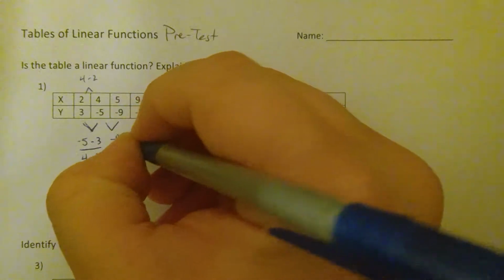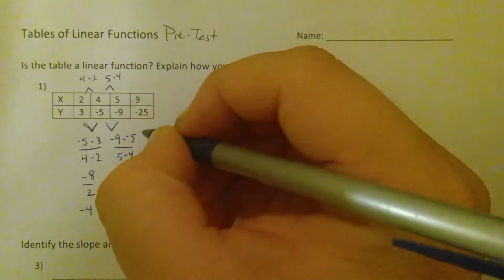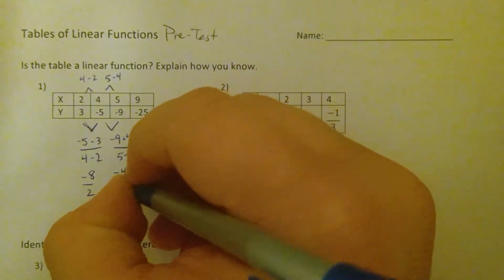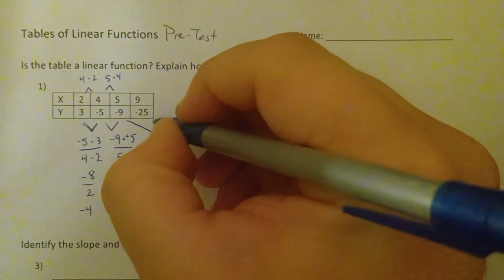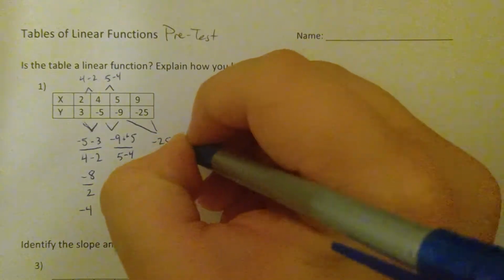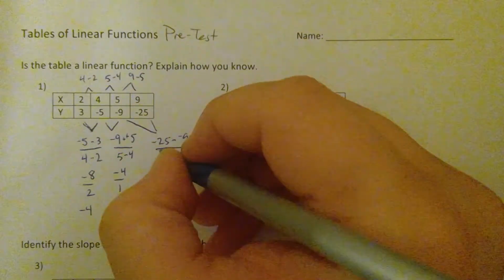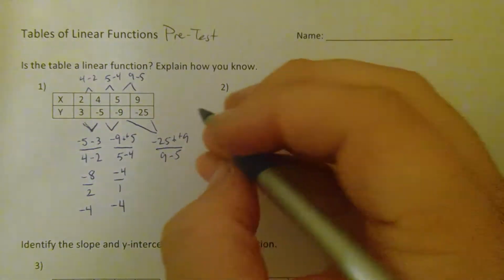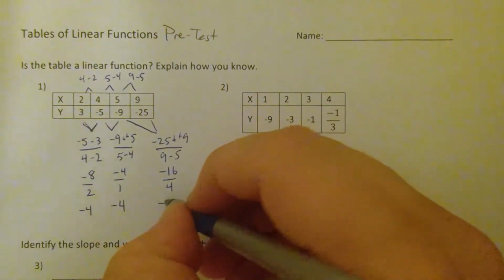So we have negative 9 minus negative 5, and then up top we have 5 minus 4. Let's see. So we got negative 9 plus 5 is negative 4 over 1. So we get negative 4. And then we're going to stretch over here and hit negative 25 minus negative 9, divided by 9 minus 5. Let's see, we get negative 16 divided by 4 gives us negative 4.